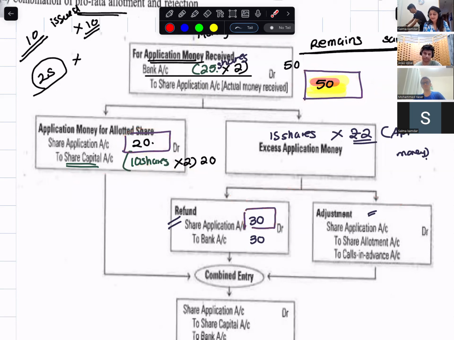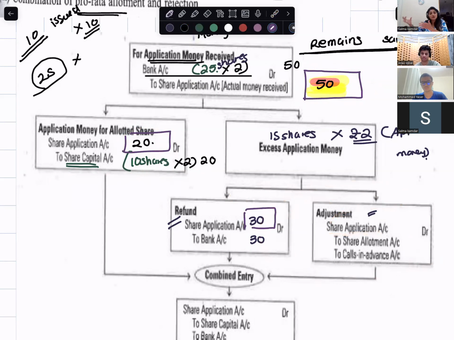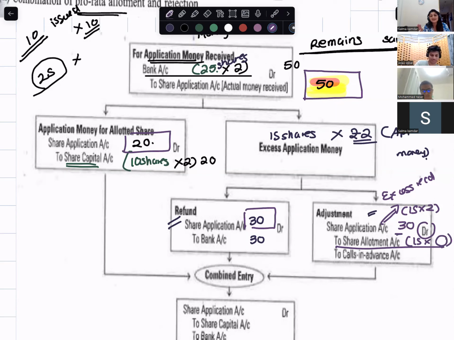Now I am telling this again and again because this is the place where you get confused. When you are adjusting against future money, the journal entry will be share application debit. How much is the excess that you have received? 15 shares into 2, that is 30. Share allotment 2. Only this 30 should get cancelled. If this gets cancelled in allotment, there will be no calls in advance. Are you with me? Yes, ma'am.